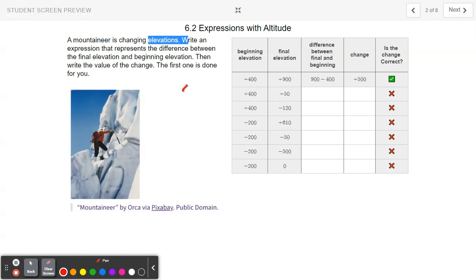So let's kind of take a look at this very first one here. We have, and I'm just going to simply show on my number line, right? I know that we started at 400 feet. So I'll put that in.